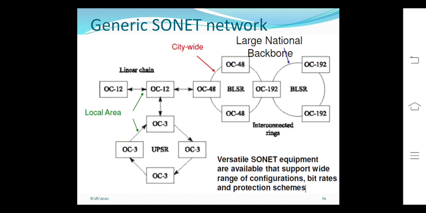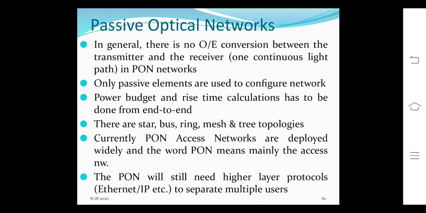So all these OC3s are used for the local area network. From the LAN it is connected to the OC12 links, and from there to the OC48, which connects many cities together, and then it will be connected to the national backbone. So it shows the versatile SONET equipment that is available, which supports a wide range of configurations, bit rates, and protection schemes as well.